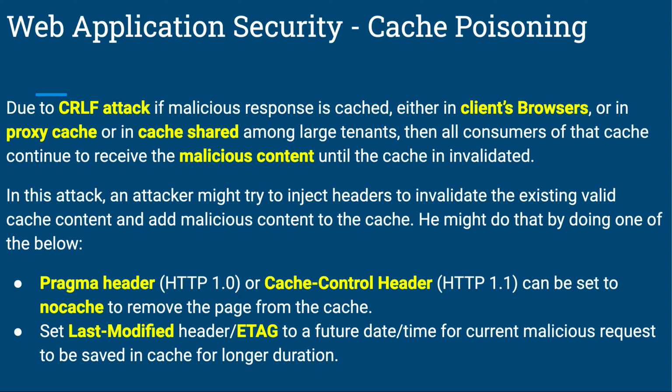So if a CRLF attack introduces some malicious code, and this malicious content is cached, whether in the client's browsers, proxy caches, or the cache at the server end, and if these caches are serving a lot of customers, then all these customers become a target of this malicious content or CRLF attack. That way, the attack gets spread very fast. So as I said, in such an attack, the wrong content is sitting in the cache, and this content is used by everybody who requests.